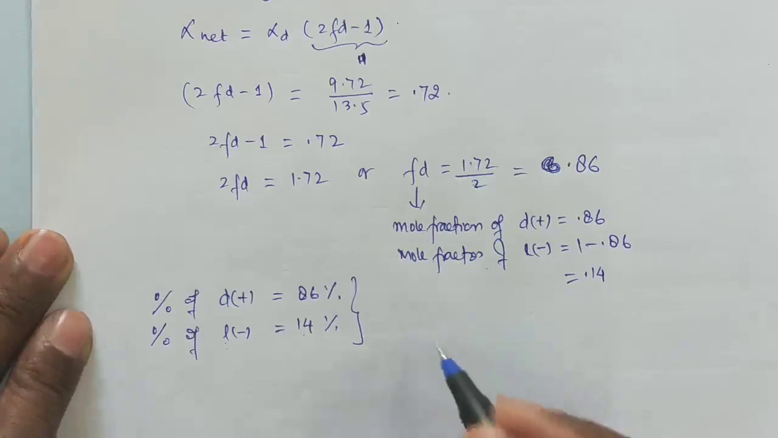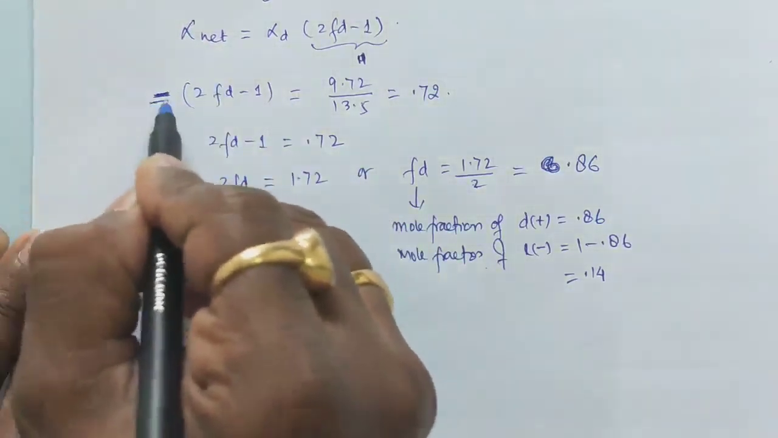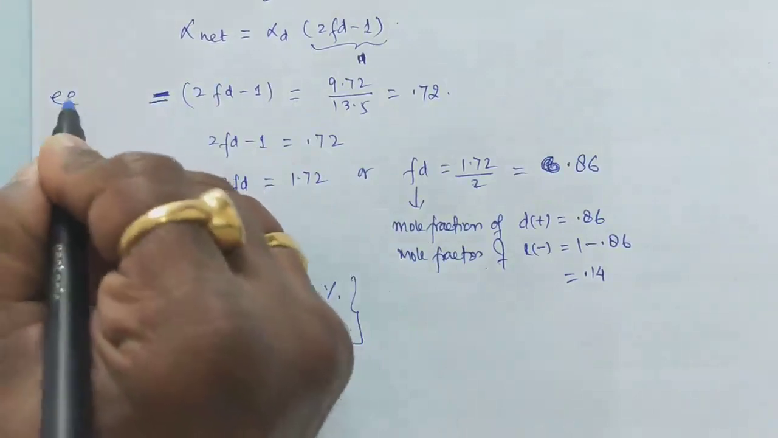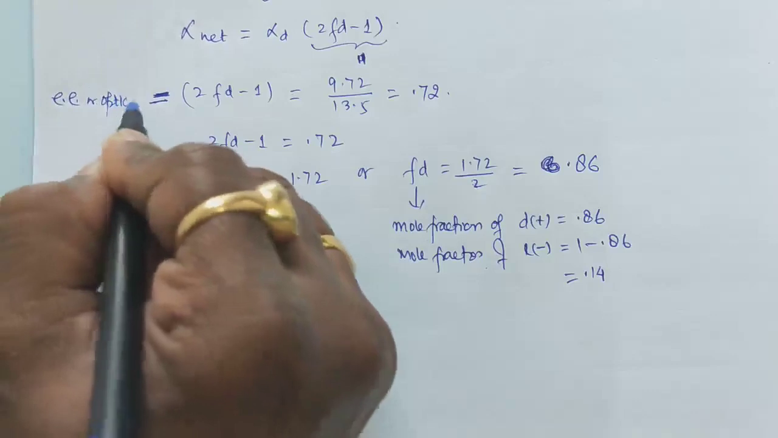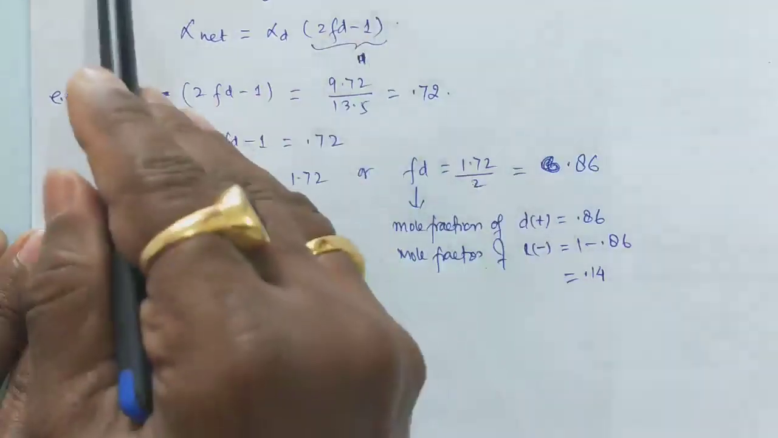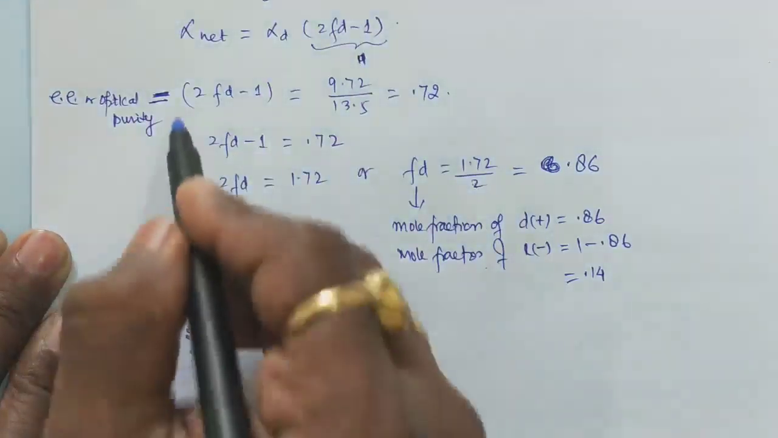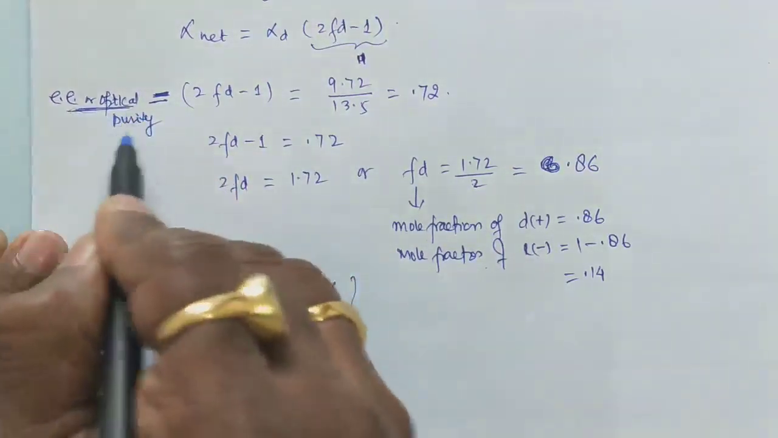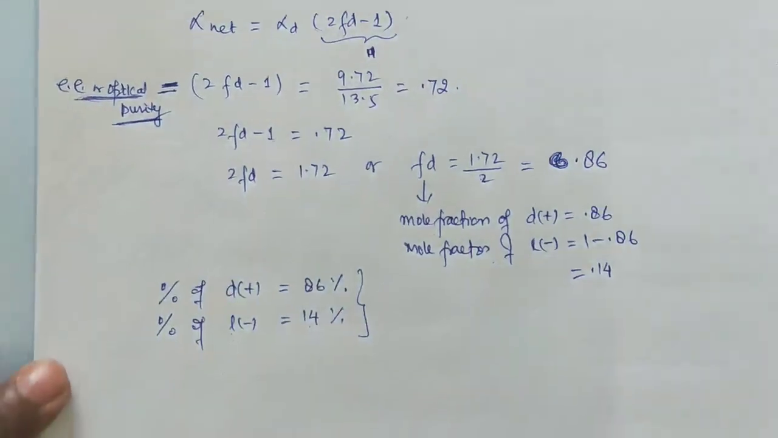So we can say this is 2FD minus 1. This is called optical purity or enantiomeric excess, EE or optical purity. So in the question, I have given analyze the mixture. I have totally analyzed the mixture, and we also calculated the optical purity or enantiomeric excess.